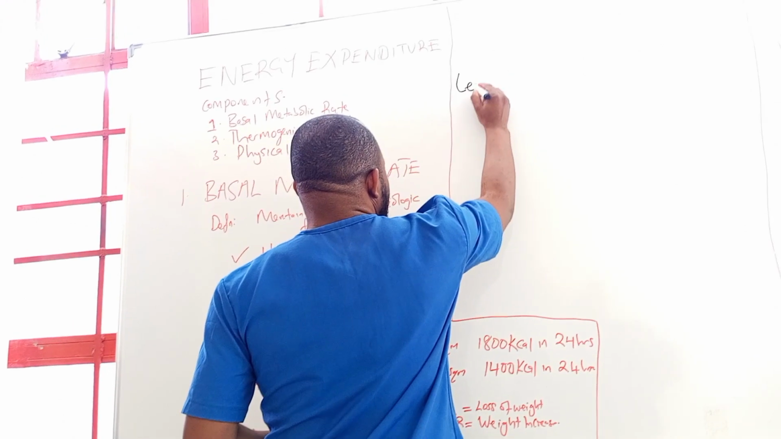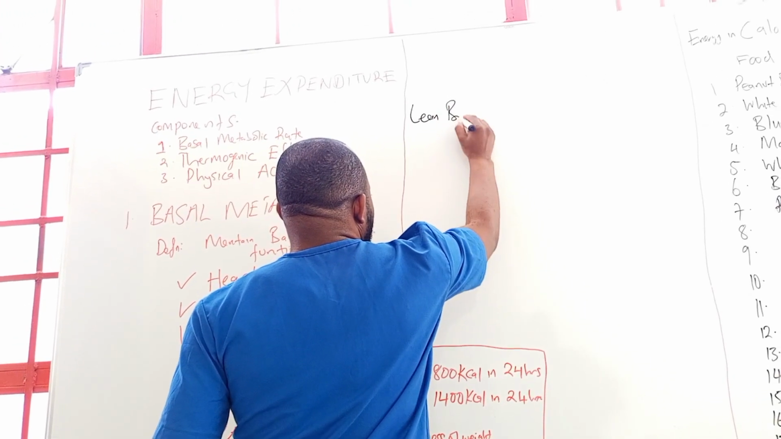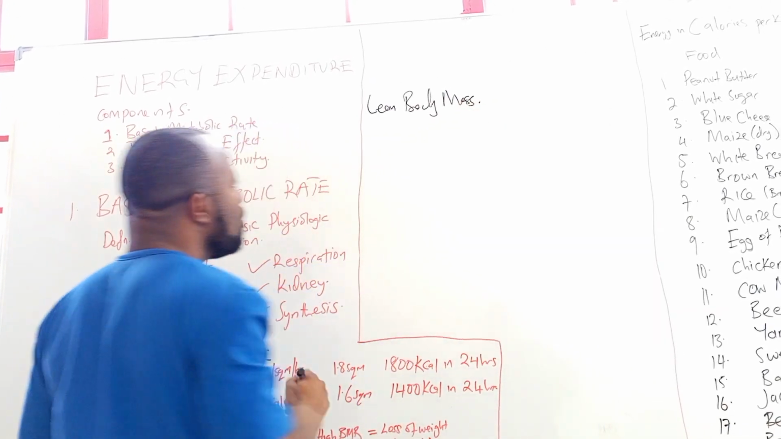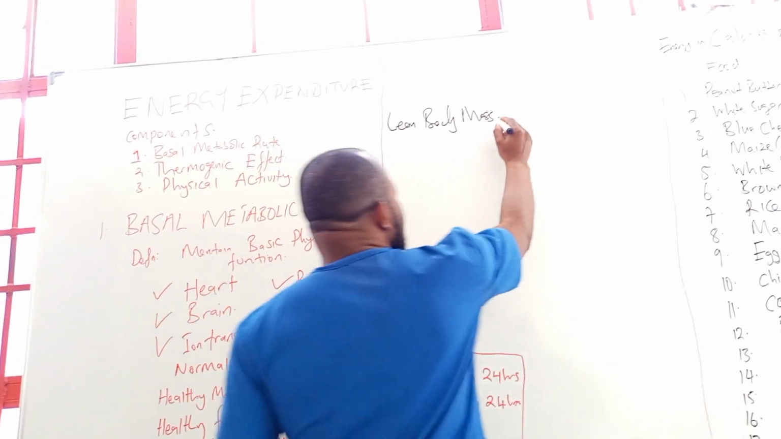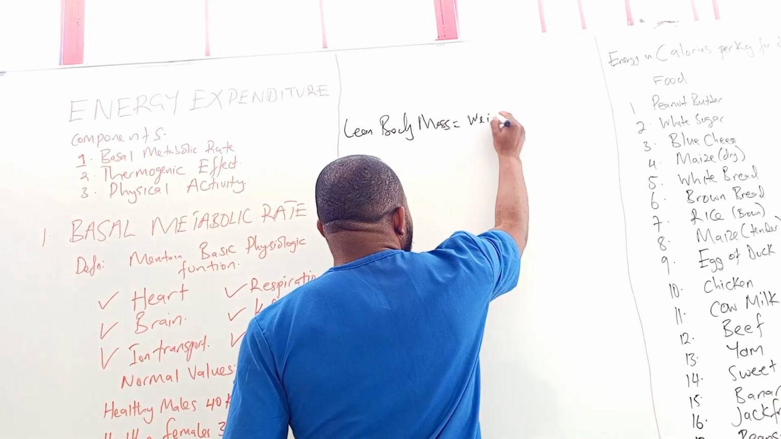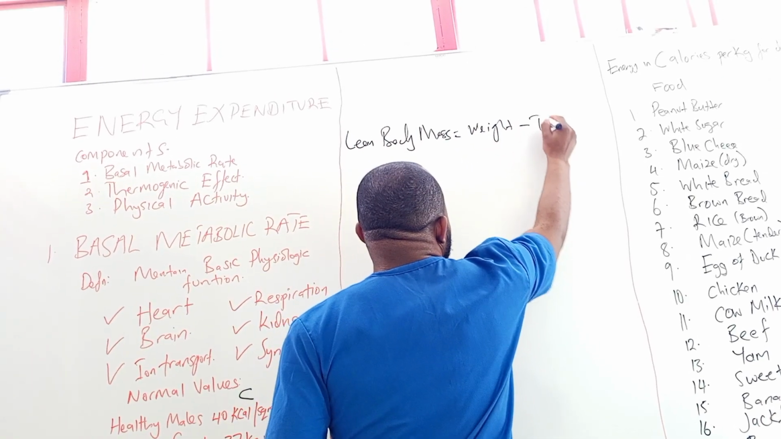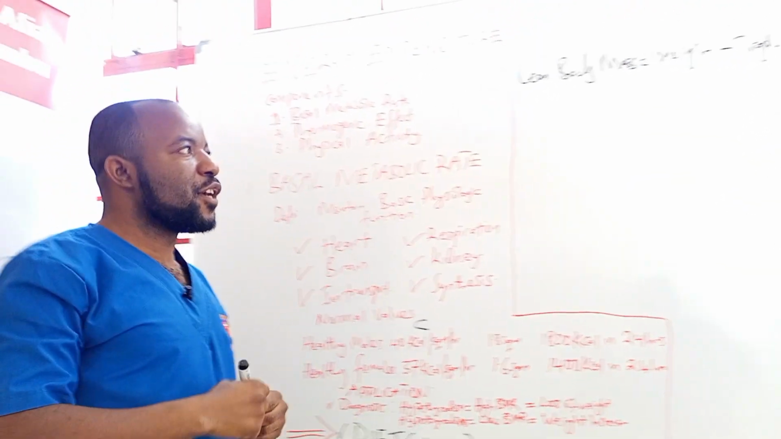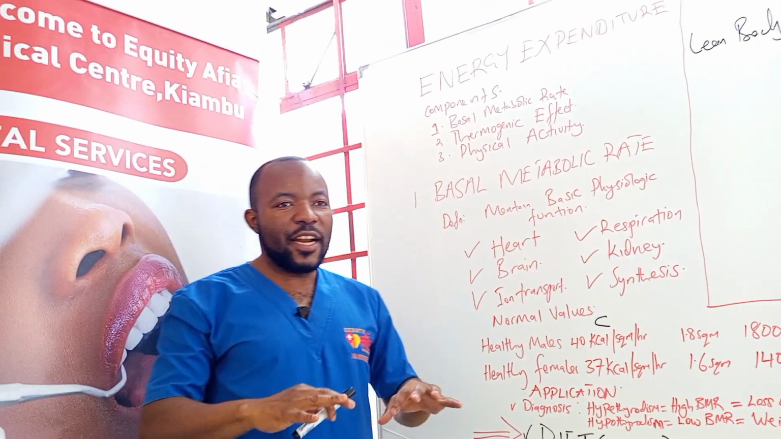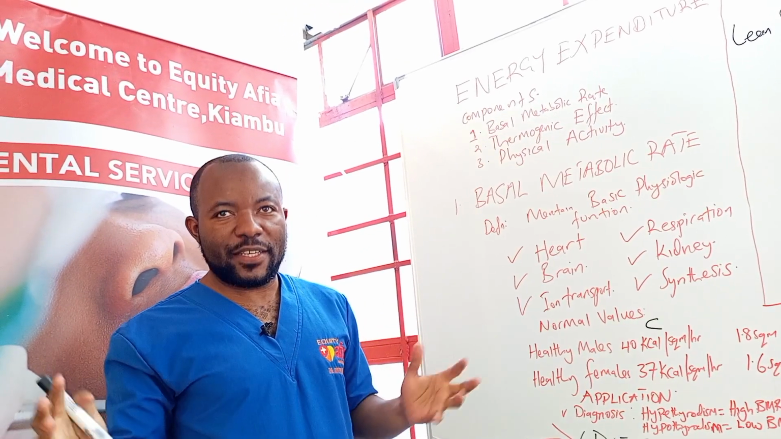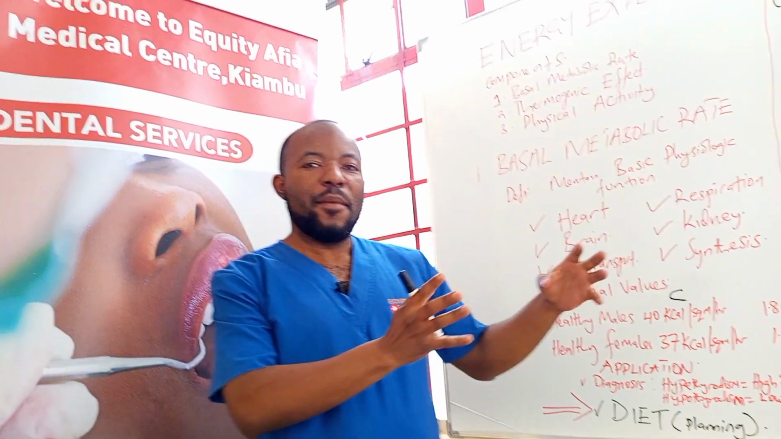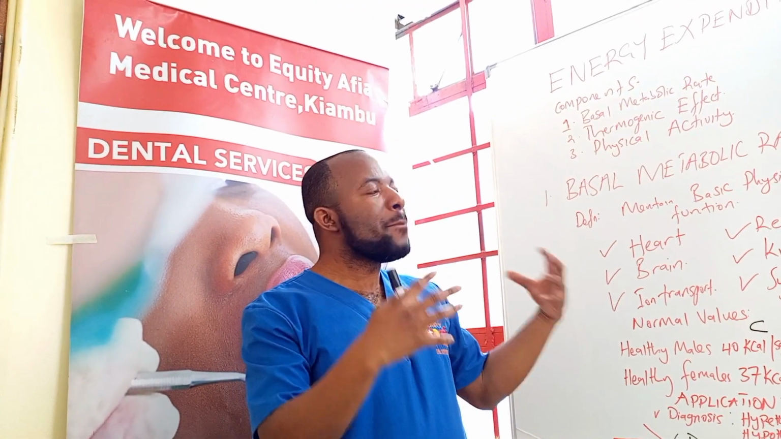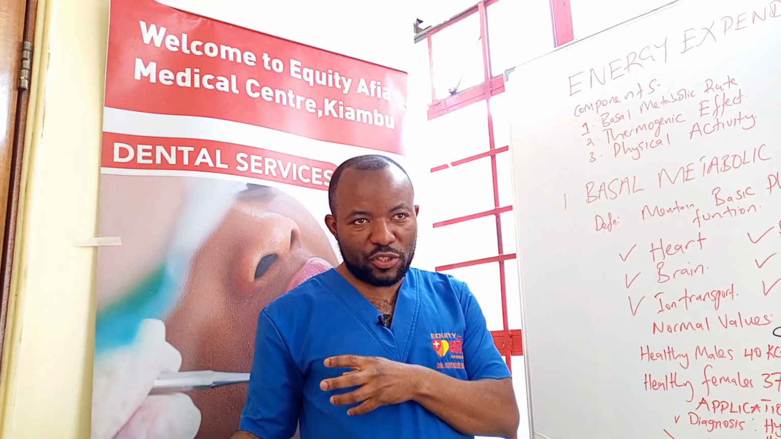The lean body mass effect is equal to the weight minus the triglycerides. These are the fats you have. So females generally have more fat deposit than muscle. Men have more muscle than fat deposit.